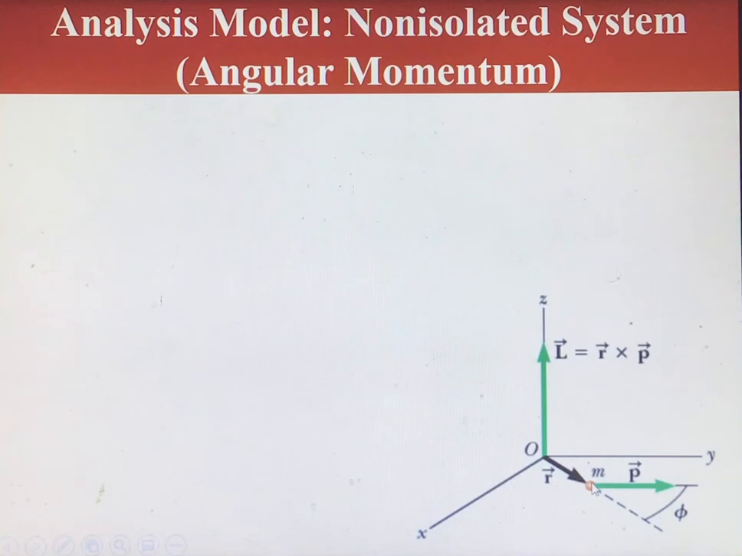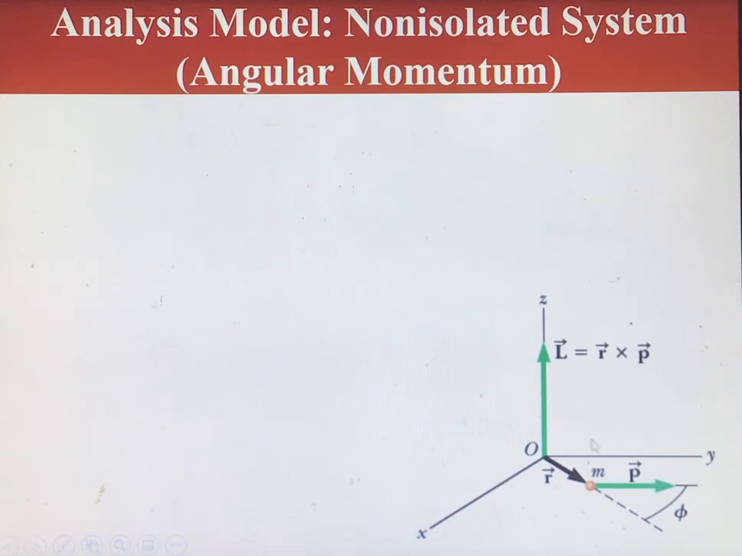Now this particle is rotating about the z-axis with some tangential velocity. So the velocity is in this direction here. Because the velocity is in this direction, the momentum is also in this direction. Remember that the p vector is just equal to the mass times the velocity vector, so the momentum vector is pointing in exactly the same direction as the velocity vector.